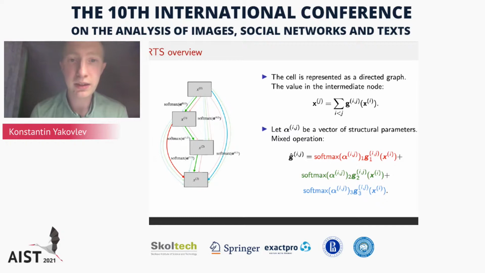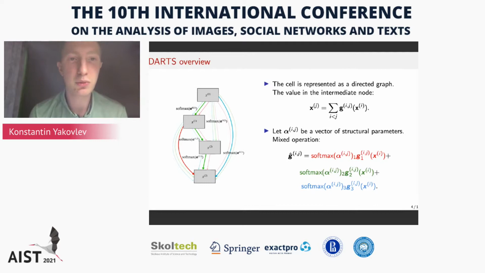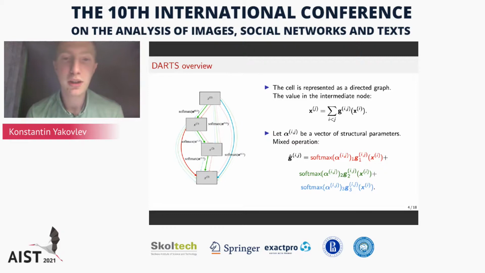Let alpha be a vector of structural parameters. Instead of using a discrete optimization problem, namely the problem of choosing the operations between nodes, we solve a relaxed problem. To do that, we introduce a mixed operation. This is a linear combination of all available operations. Weights in this linear combination are controlled by structural parameters.